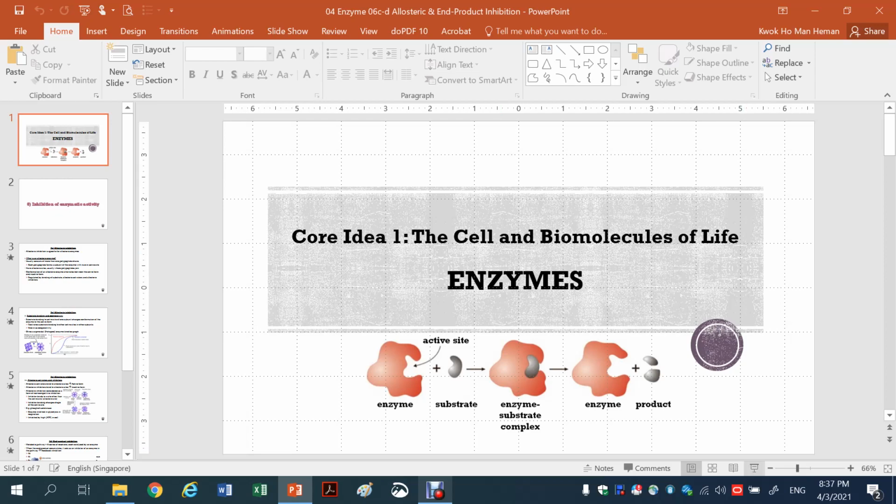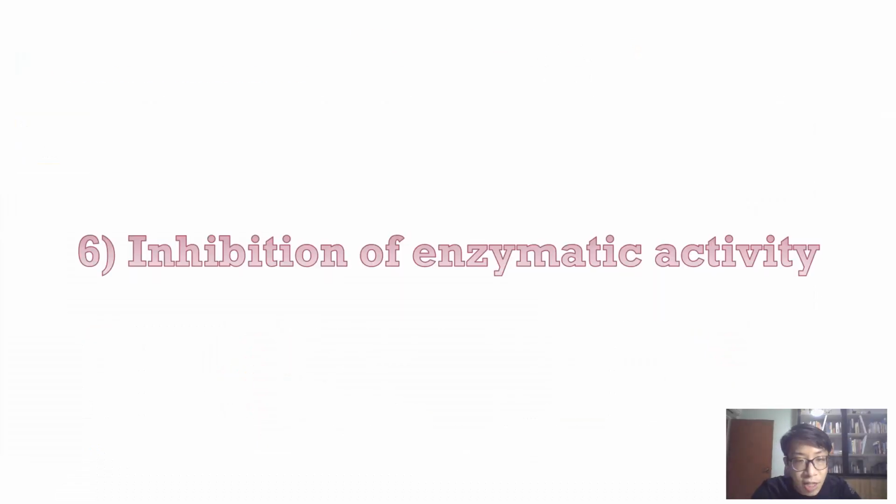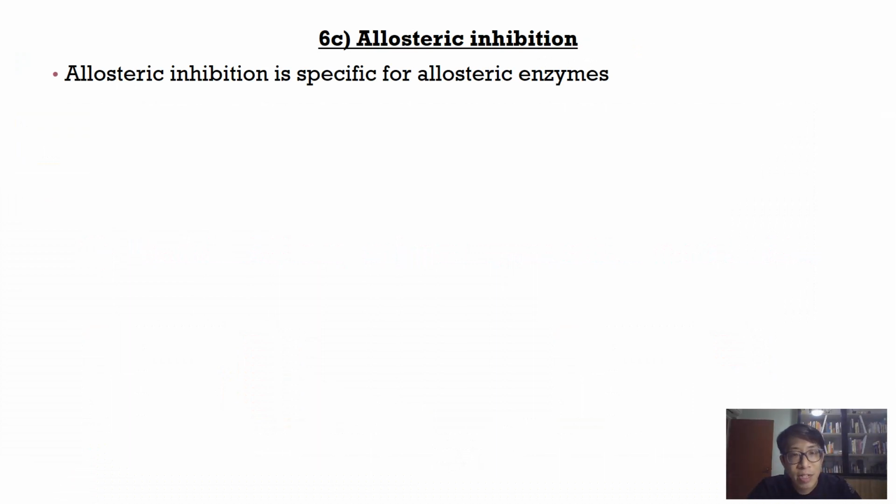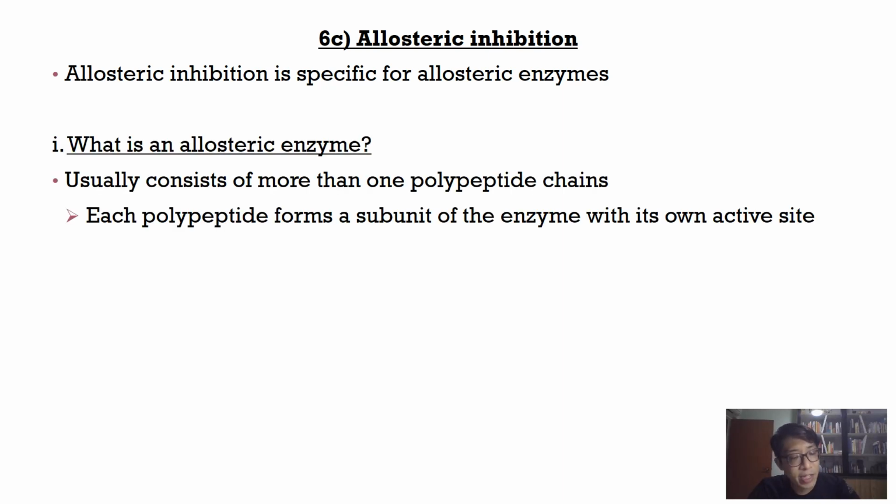Next we will be looking at allosteric inhibition. Allosteric inhibition is specific for a type of enzymes known as allosteric enzymes. So before we look at inhibition, let's look at what allosteric enzymes are.